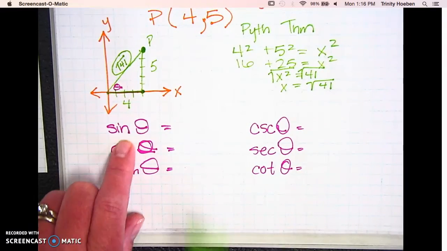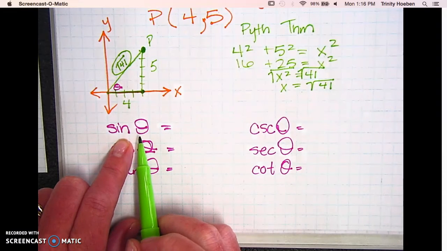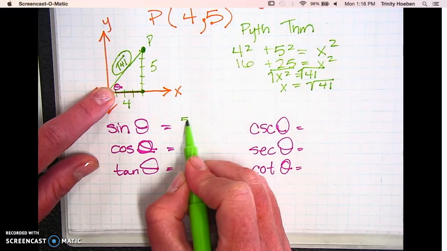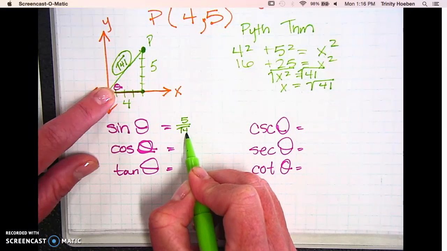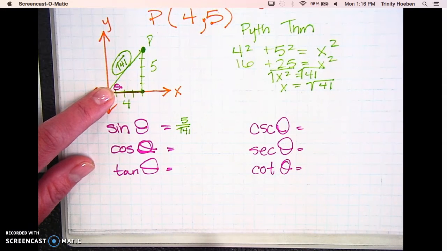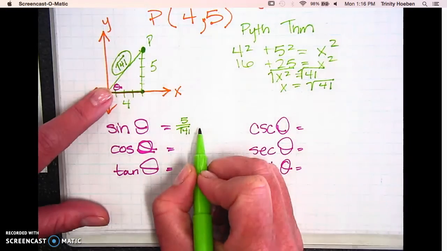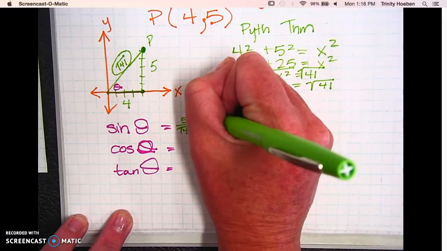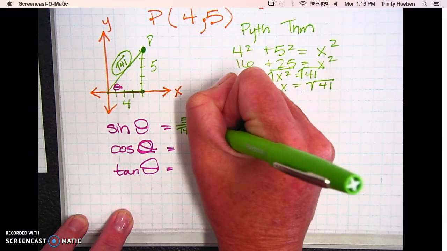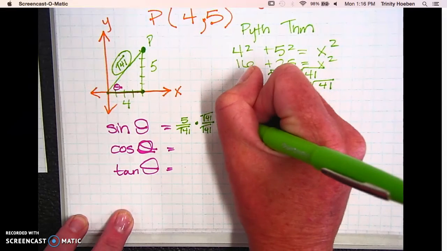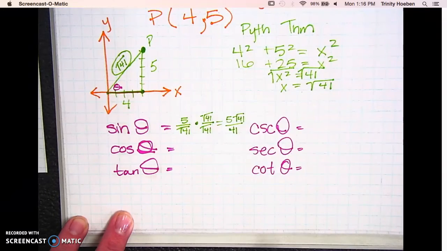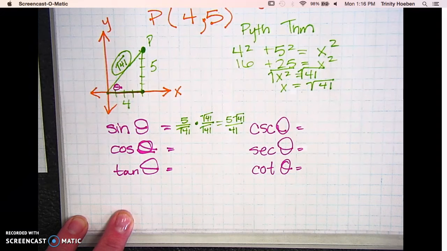All right, starting with sine. Sine is opposite over hypotenuse. So from theta, we go 5 over the square root of 41. First one is a problem, right? So we need to multiply that by what? Square root of 41 over the square root of 41, which is equal to 5 square roots of 41 over 41. And then we're good. Can't reduce 5 and 41. If you could reduce it, but you can't.